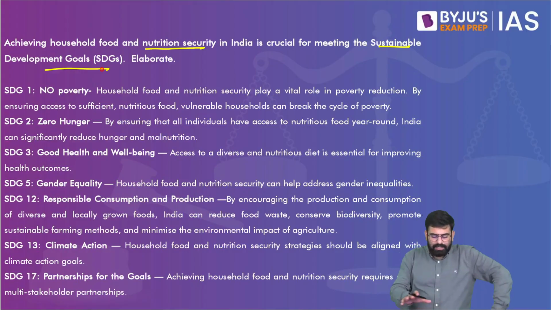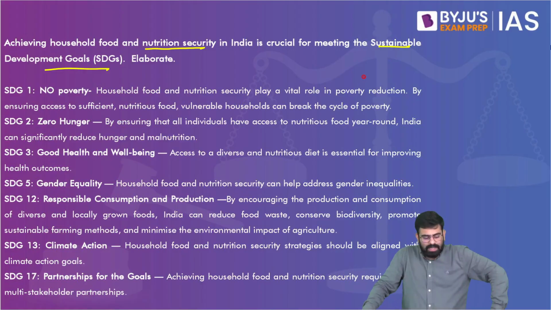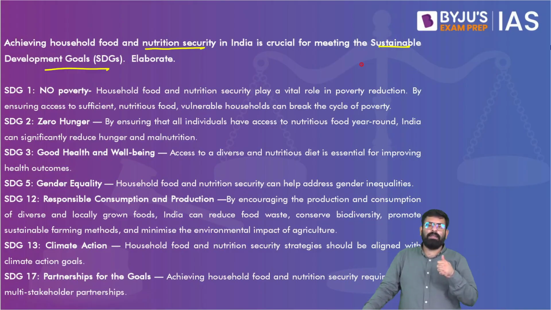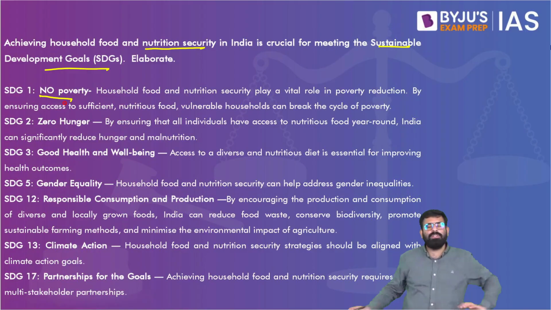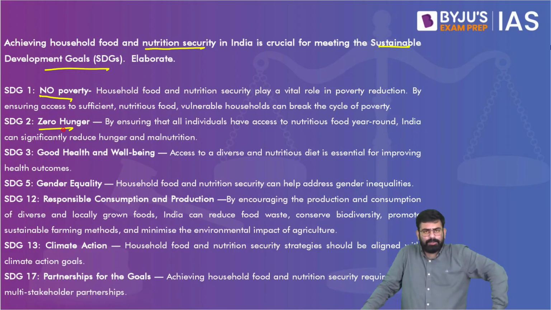So it was an all-encompassing question, and here is the list in front of you. So remember that when we talk about poverty, we were saying if a person is not healthy, if a person is malnourished, ultimately they'll end up below the poverty line, or they'll end up in the vicious cycle of poverty. Sustainable Development Goal talks about no poverty. Similarly, zero hunger is directly related to nutrition security.